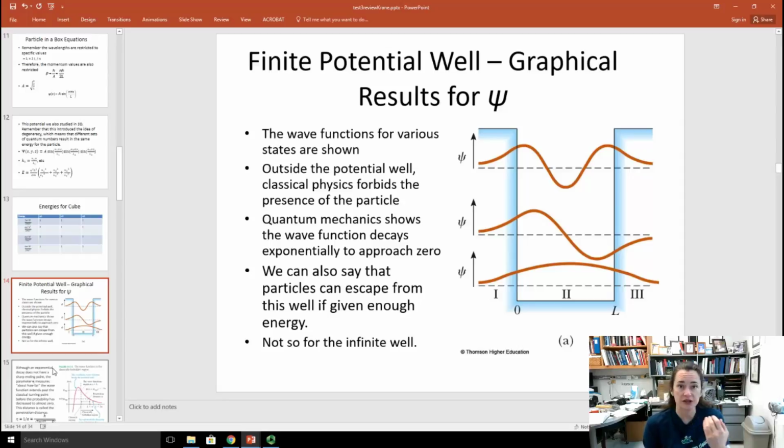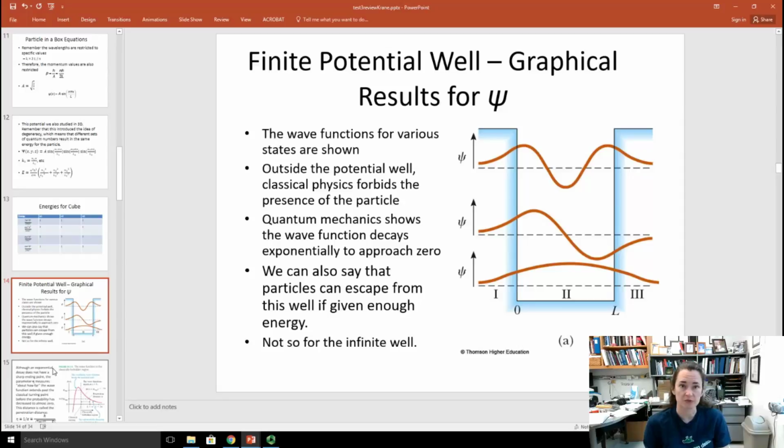Now, if you compare the infinite potential well solutions to the finite potential well solutions, that means that for wells that are the same length, say that they're both equal to L, the wavelength for the finite potential well is longer. If the wavelength is longer, then the momentum is different as well. It's smaller, which means that the energy levels are going to be compressed. Okay?